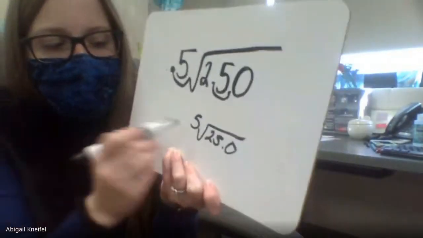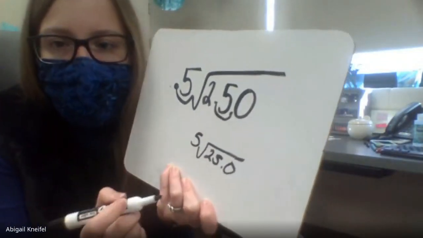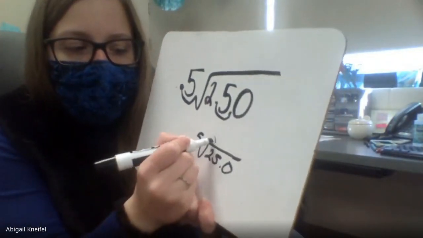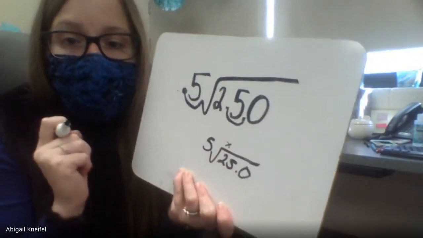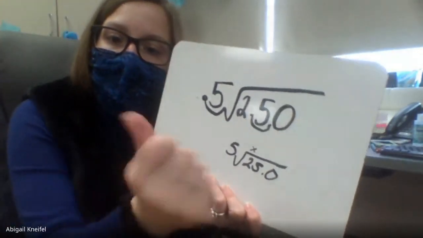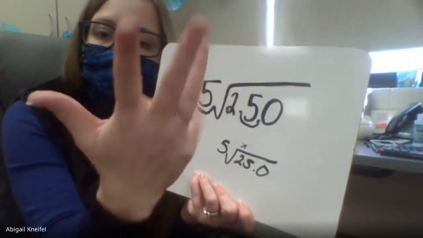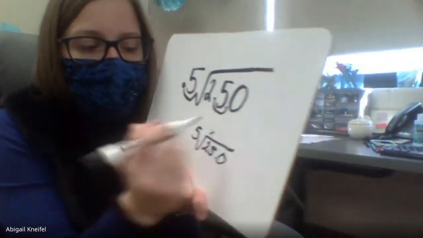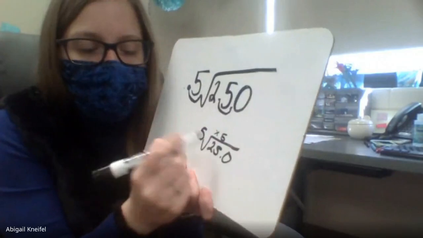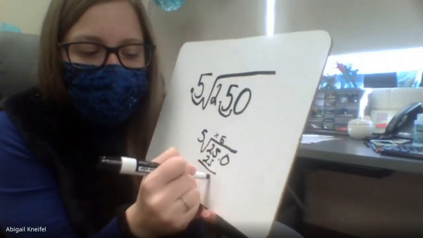Now, can 5 go into 2? No, 5 cannot go into 2. But 5 can go into 25. How many times can 5 go into 25? 5, 10, 15, 20, 25. 5 times. So I put my 5 up here. 5 times 5 equals 25, remainder 0.